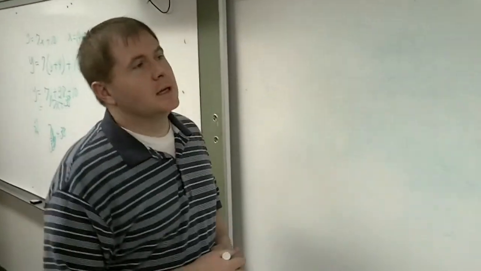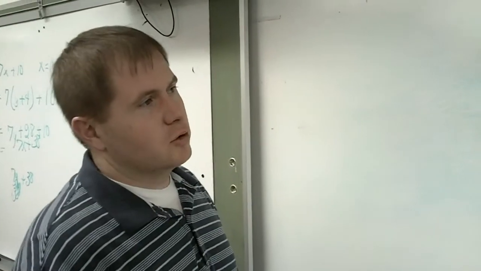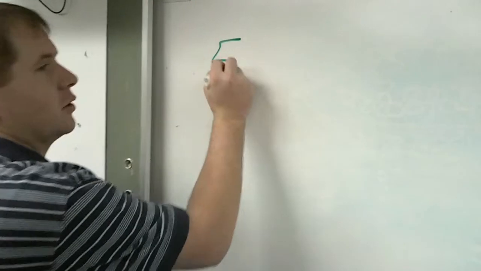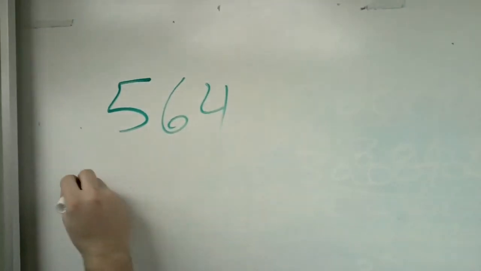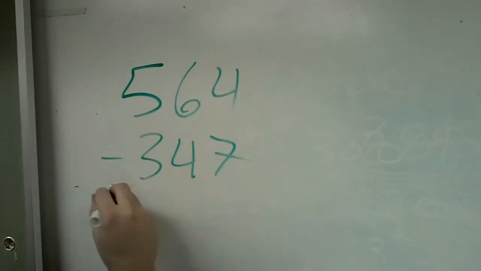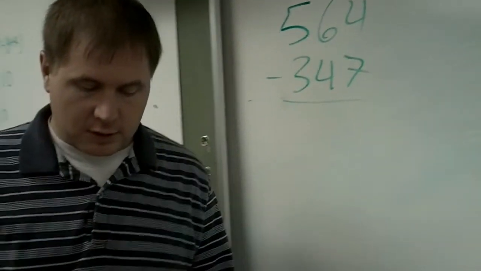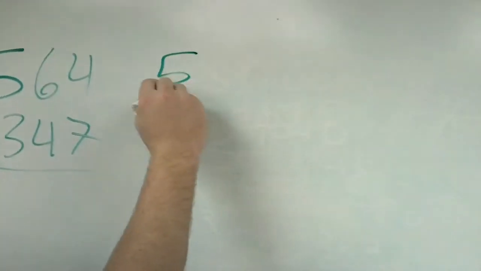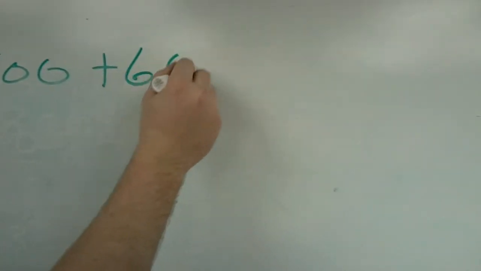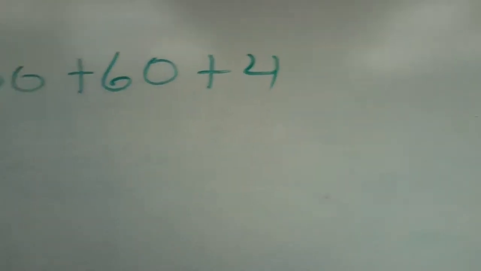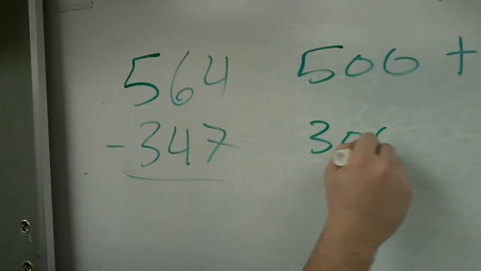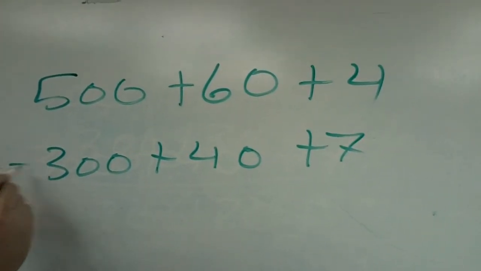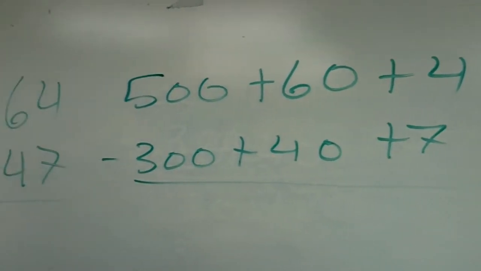Alright, so we're going to look at a problem now where we have to regroup, or otherwise known as borrowing. The problem we're going to look at is 564 minus 347. Just like all these other problems we've been doing, we're going to start by writing it out in expanded form. So I'm going to take this first number, 500 plus 60 plus 4. The other number is 300 plus 40 plus 7.